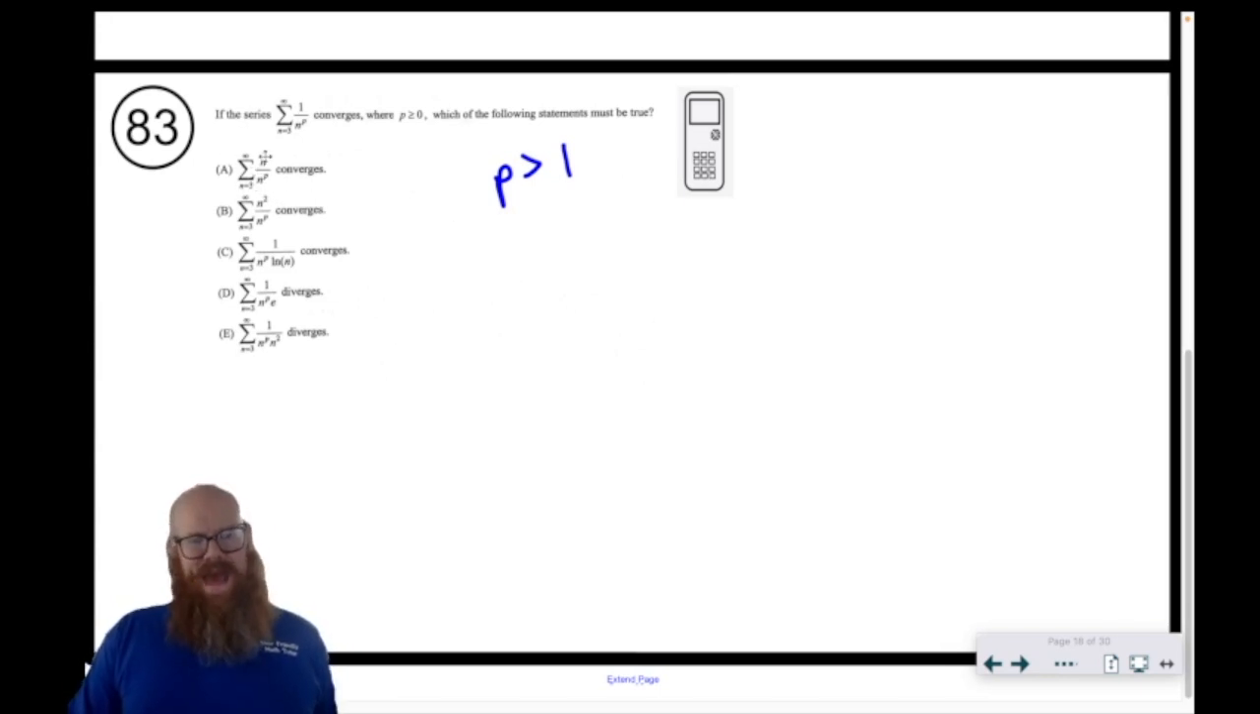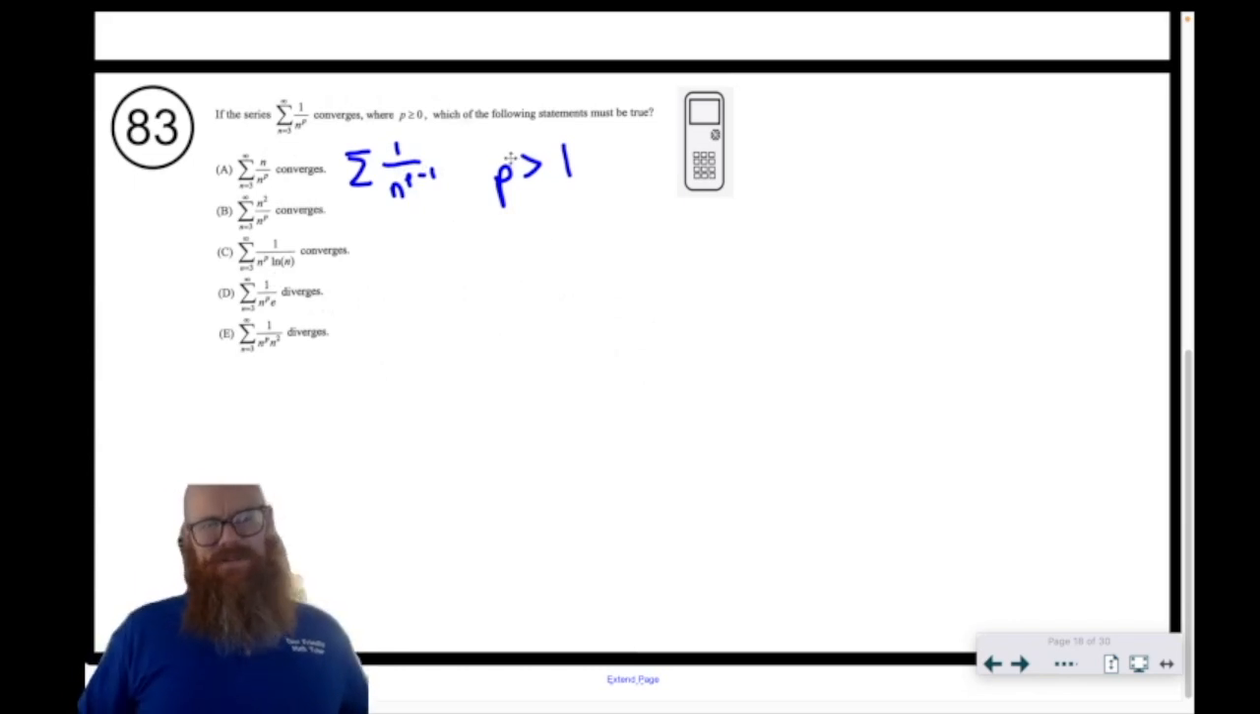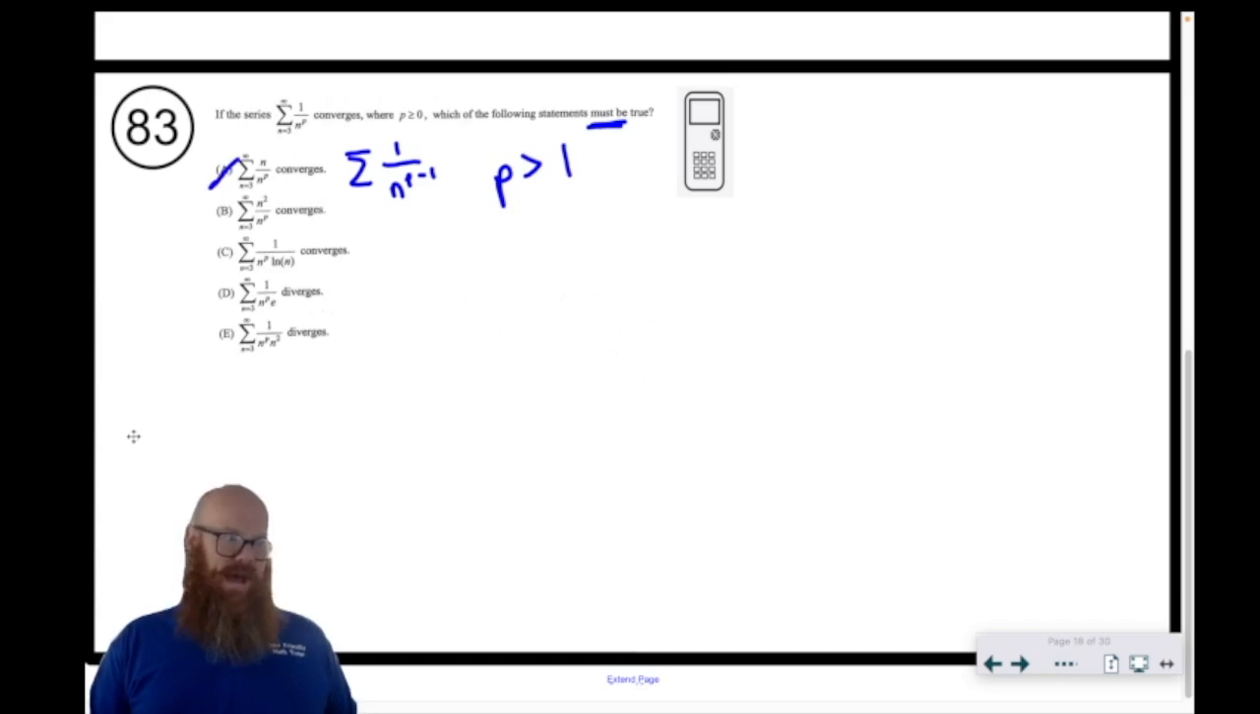So if I look at A, A is going to simplify to the sum of n over n to the p, which is 1 over n to the p minus 1. I get that just from subtracting. Really, I get 1 minus p, but when I move it to the bottom, it becomes like I've switched the signs. And imagine p were just 1.1. Well, 1.1 minus 1 is now less than 1, so that doesn't have to converge. It must be true. So that one's gone.